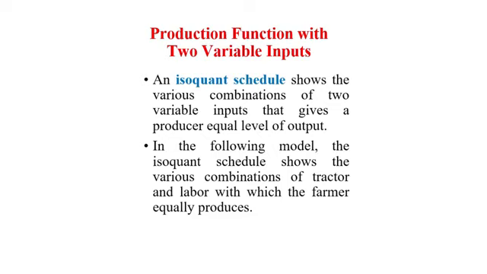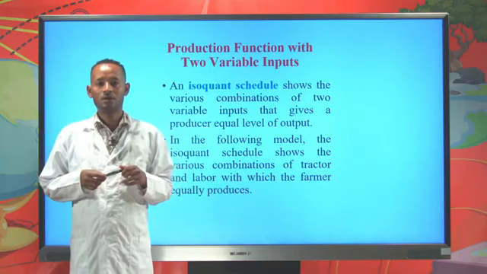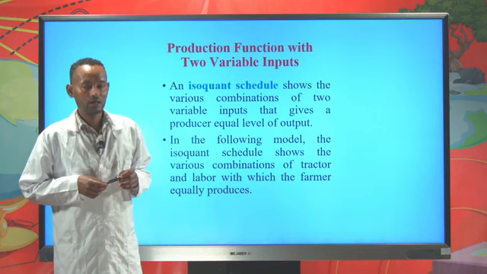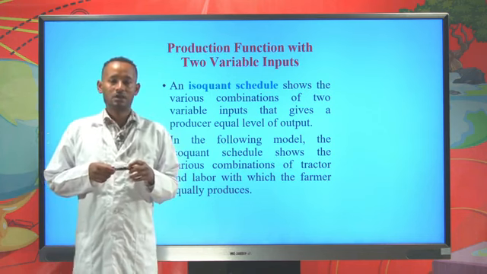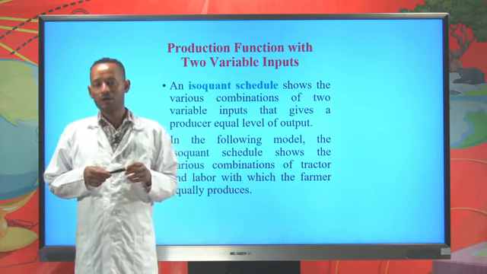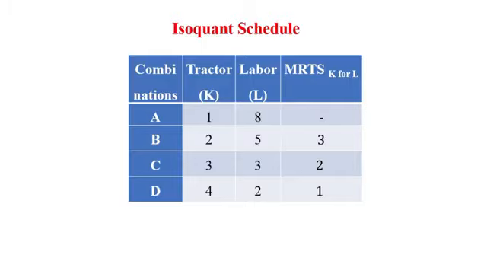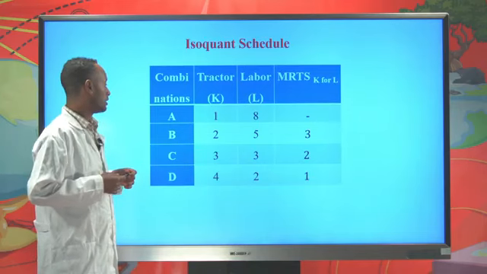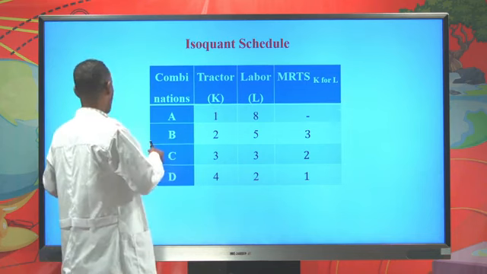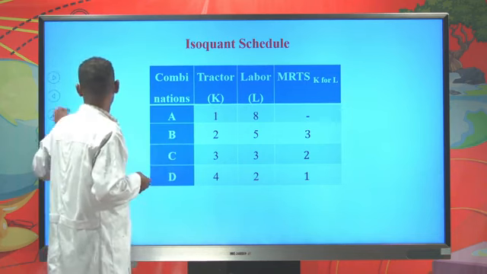An isoquant schedule shows the various combinations of two variable inputs that give a producer an equal level of output. In the following model, the farmer produces the output wheat by employing two variable inputs called capital and labor. The output that the farmer gets from the combination of one tractor and 8 labor is always equal to the output that the farmer gets from the combination of 2 tractors and 5 labor.